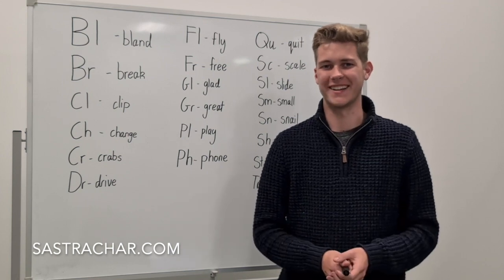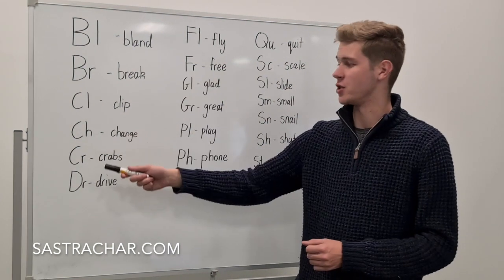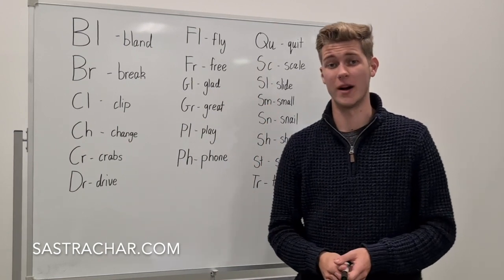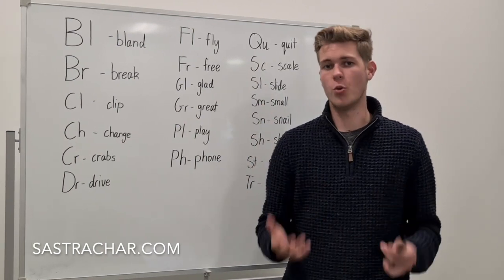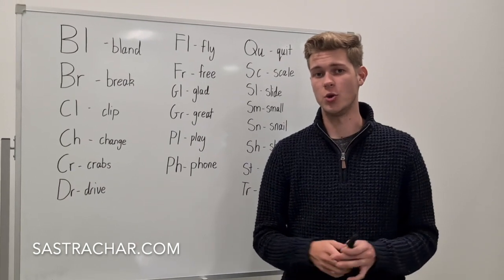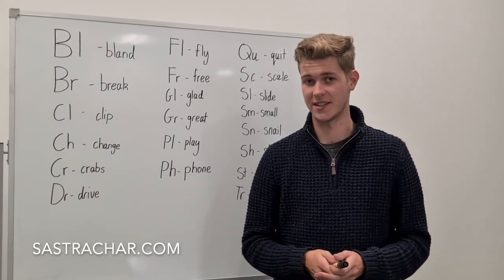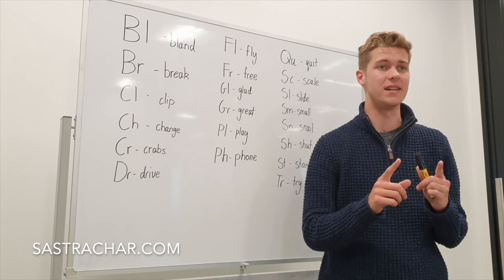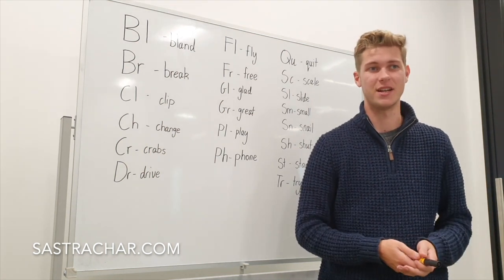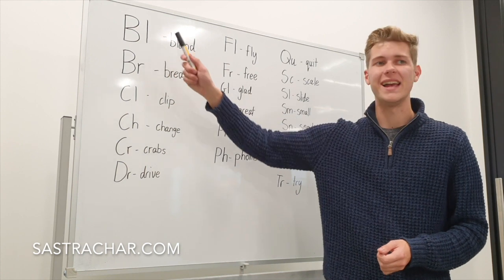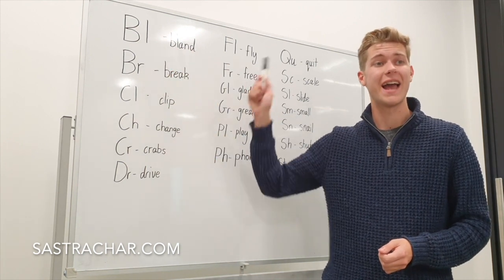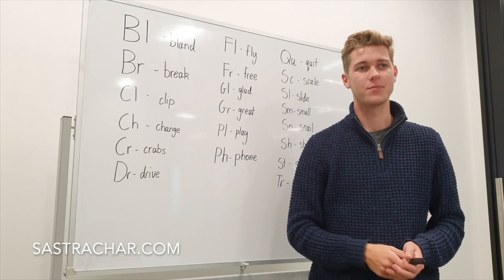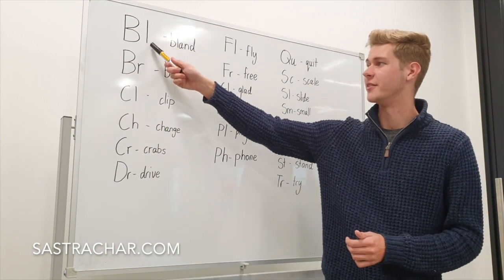Okay, welcome back. I've got a whole bunch of two-letter joining words here on the whiteboard. Sometimes what will happen is in a word you have two consonants together, and when those two consonants are together they make a blending sound. So we're going to go through each of these and talk about how to pronounce each blending sound. Alright, let's take a look at the first one here.